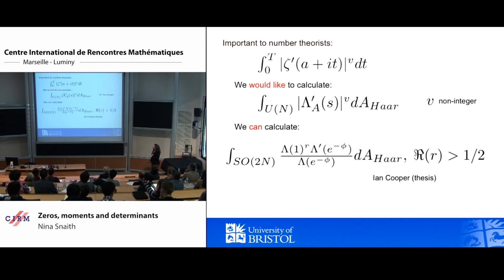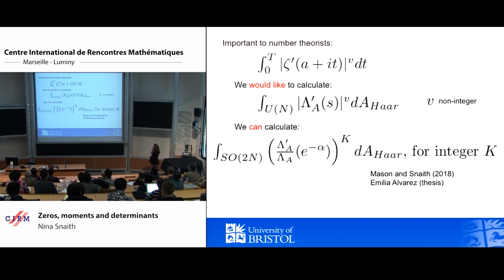A previous graduate student of mine was looking at quantities like this. So again, averaged over SO(2n). Here, the exponent on the characteristic polynomial is a non-integer, but sadly, the exponent on the derivative, which is really what we'd like to be a non-integer, is just 1. So these are the kind of calculations we can carry out.